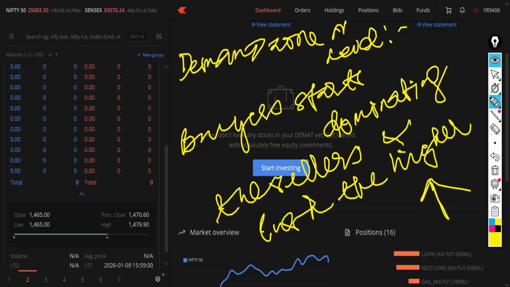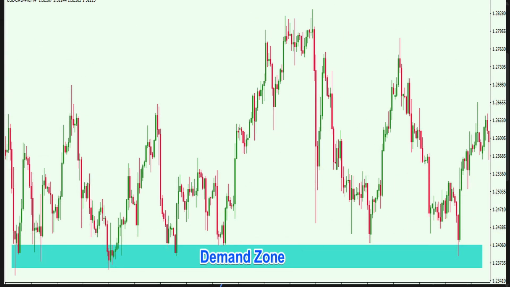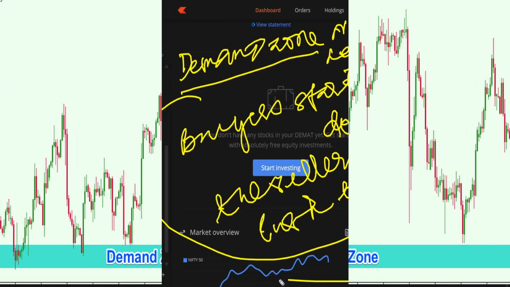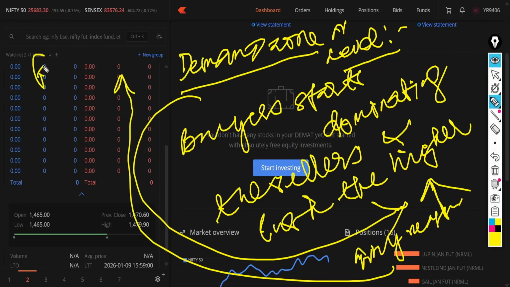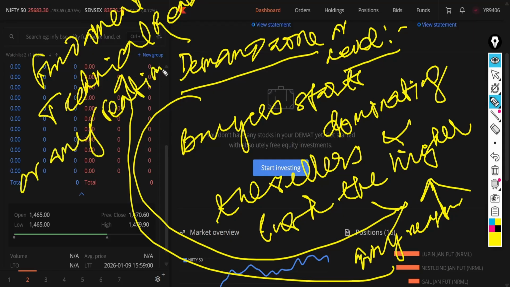But why in that particular zone will buyers be interested again to buy? Any reason? It may be a fundamental reason, or a technical reason, or any sentimental news or story.